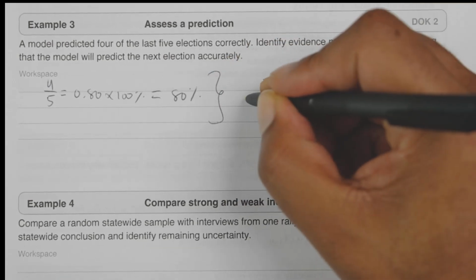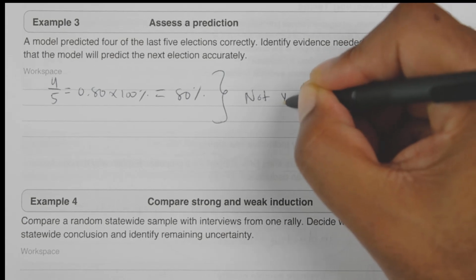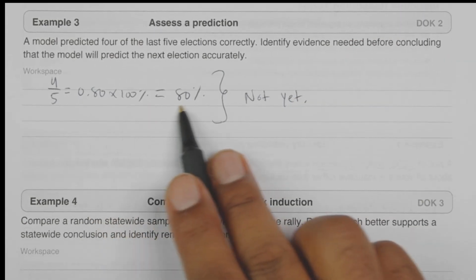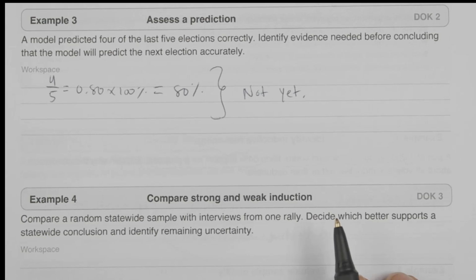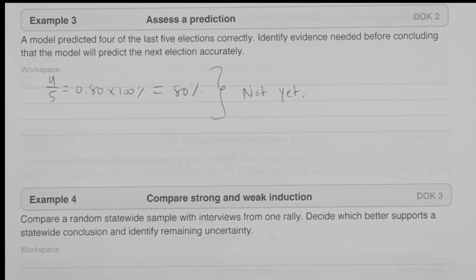The answer is, not necessarily. I would say not yet, right? Even though that's a very high rate, that model seems to be very successful. We wouldn't say that it would necessarily predict it.